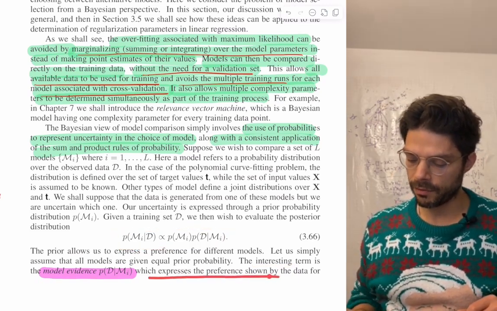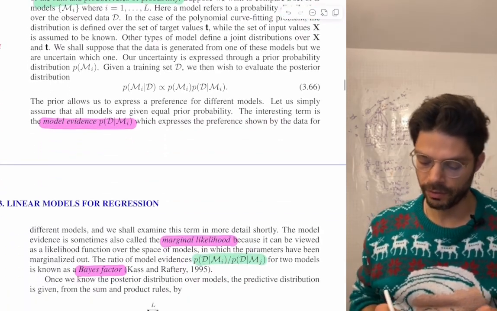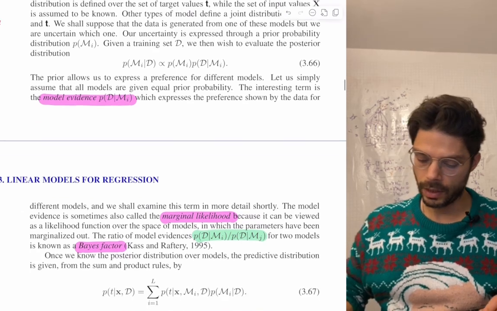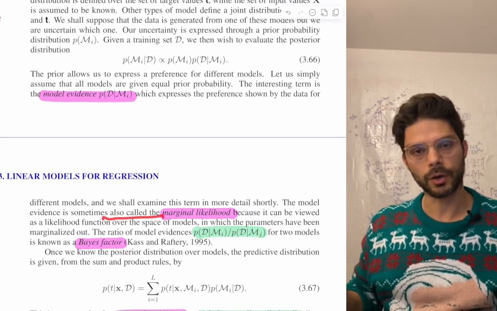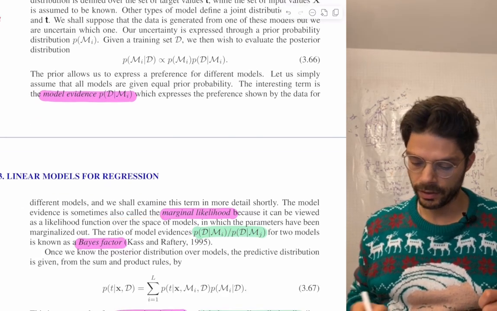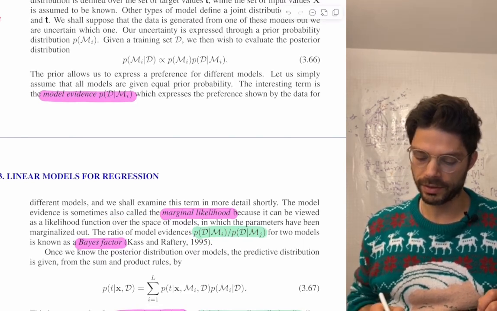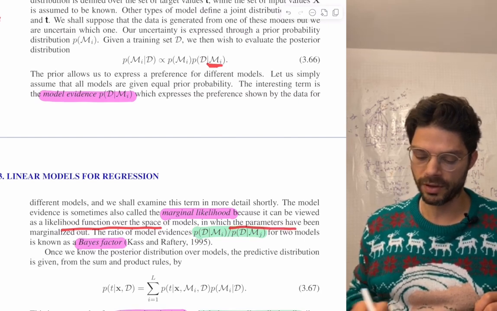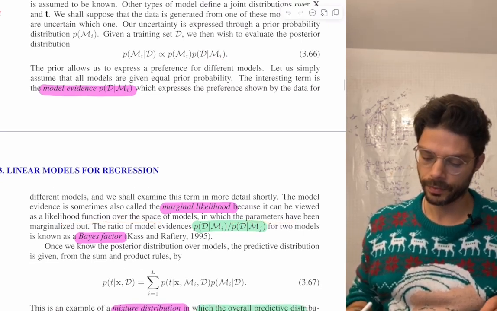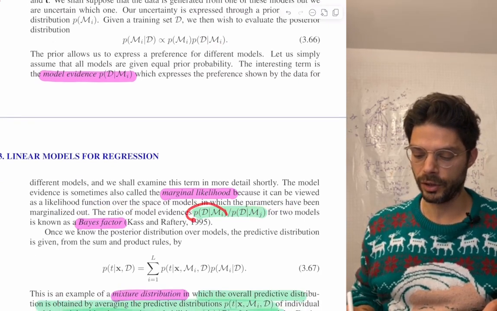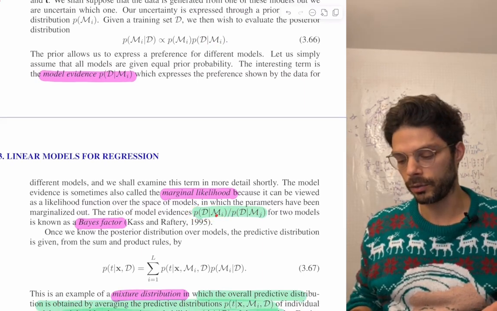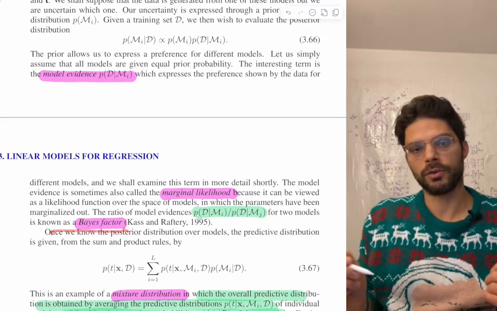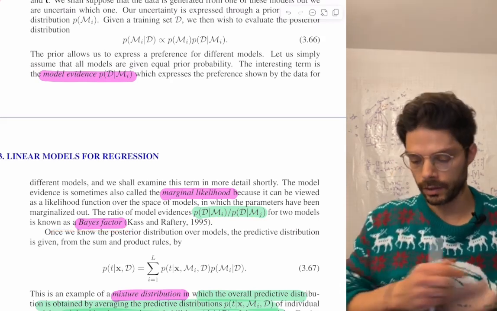which expresses the preference shown by the data for the different models, and we shall examine this term in more detail shortly. The model evidence is also called a marginal likelihood. It can be viewed as a likelihood function over the space of models, in which the parameters have been marginalized out. And the ratio of model evidences, that is, the probability of the data given one model to another model, is a Bayes factor. This will come up towards the end of the section in a really cool way.